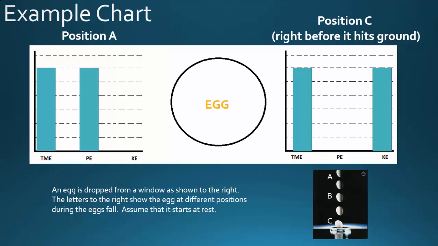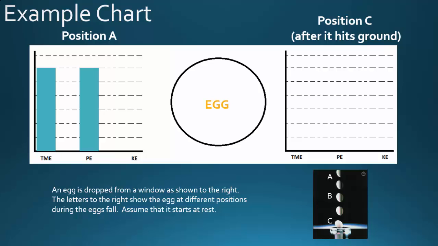Let's think about what this means. If we see that energy bar chart on the right, what this means is that it has no height, which means it has no potential energy, and the kinetic energy is as high as it's going to be for this egg's descent. This also means that the egg is going to be moving its absolute fastest at this point. All of the total mechanical energy has become kinetic energy.